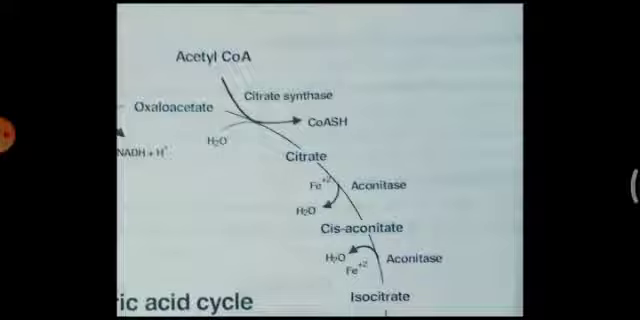Next, the second step: citrate is converted to cis aconitate in the presence of water, in the presence of the enzyme aconitase. In step number 3, cis aconitate is converted to isocitrate with the addition of water in the presence of enzyme aconitase. So these are the first 3 steps of the Krebs cycle: oxaloacetate to citrate, citrate to cis aconitate, and cis aconitate to isocitrate. In the second and third step, the reaction is performed by the same enzyme.